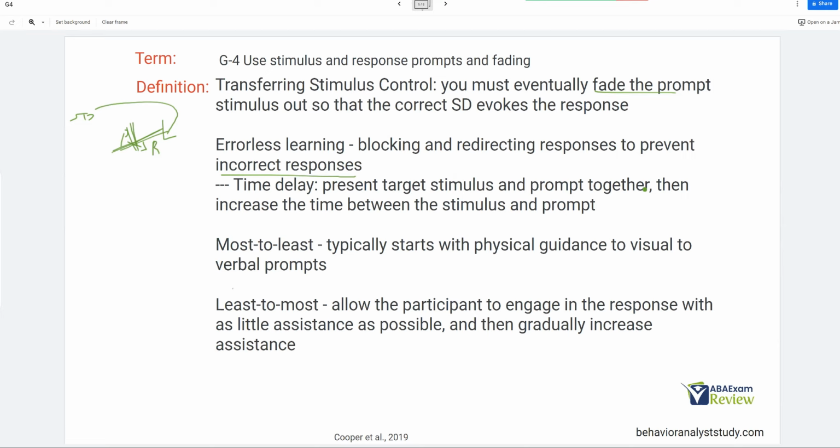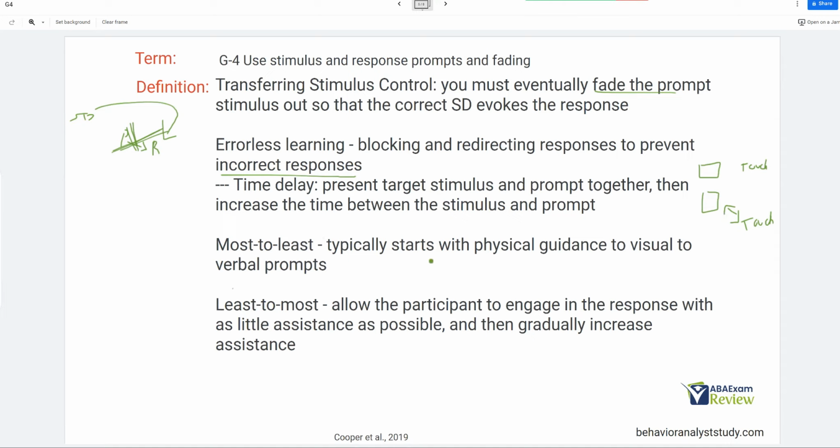One way of errorless learning is time delay, where you present a target stimulus and a prompt together. So let's say square and touch. We're going to present those together. As the learner gets better, you're going to increase the time, where you have square, 1, 2, 3, and then touch. You've increased the time in between the presentation of the stimulus and the prompt. You can see, right, how that time delay is going to build up, hopefully, the strength of the skill.